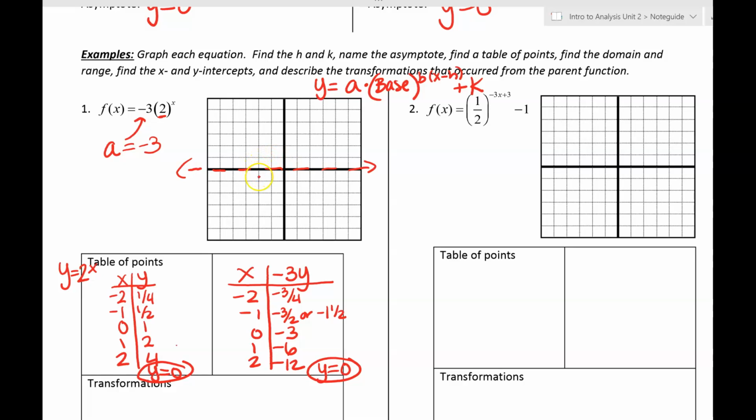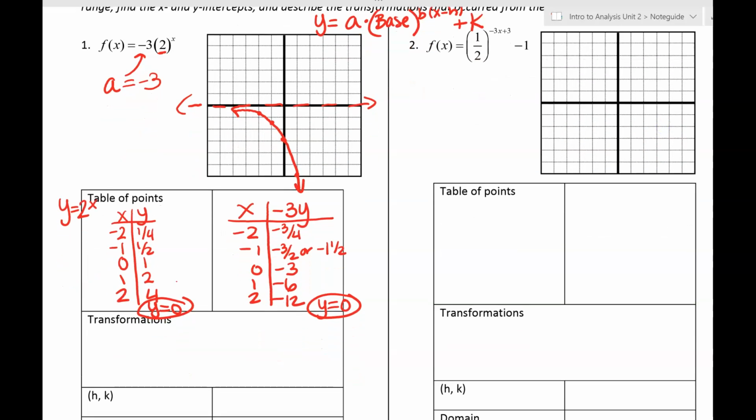-2, -3/4, -1, -1.5, 0, -3, 1, -6, and then 2, -12 I don't have room for, but I can see the curve here. And I can see the curve get close to the asymptote, so that's what I want to be able to see. So our transformations, given that they were happening to a, are all vertical.